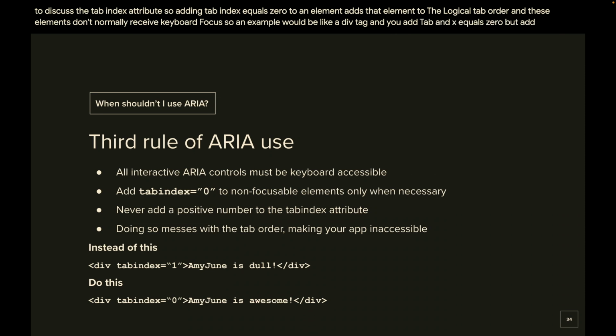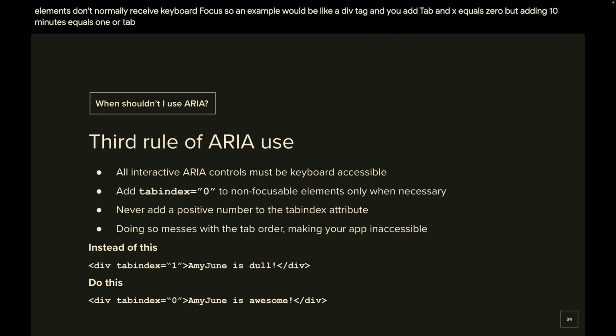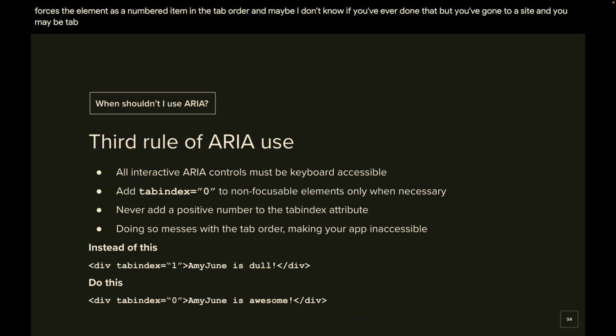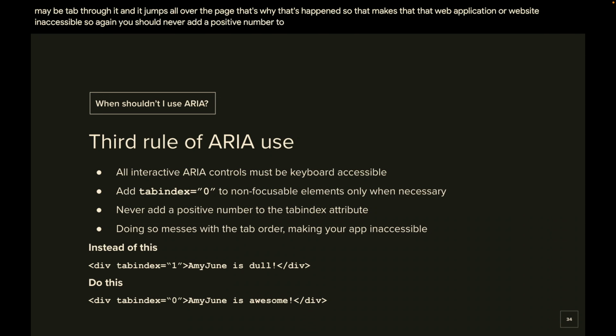But adding tabindex equals 1 or tabindex equals 2 is a no-no. Don't do that. Because anytime you add a positive number to a tabindex, it forces the element as a numbered item in the tab order. I don't know if you've ever gone to a site and tabbed through it and it jumps all over the page. That's why that's happened. So that makes that web application or website inaccessible. So again, you should never add a positive number to a tabindex.